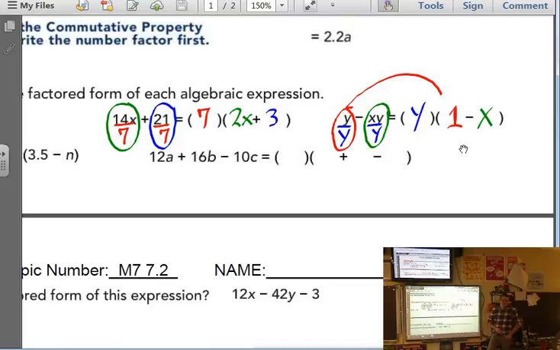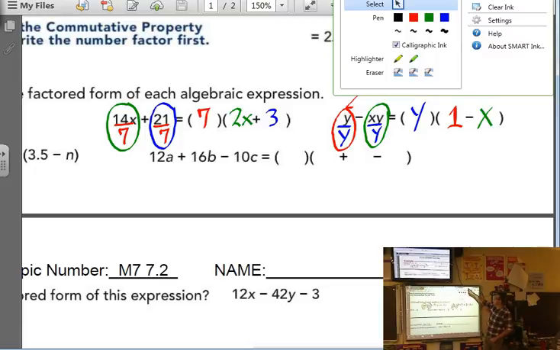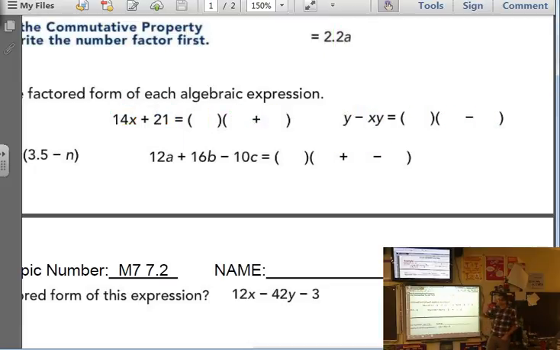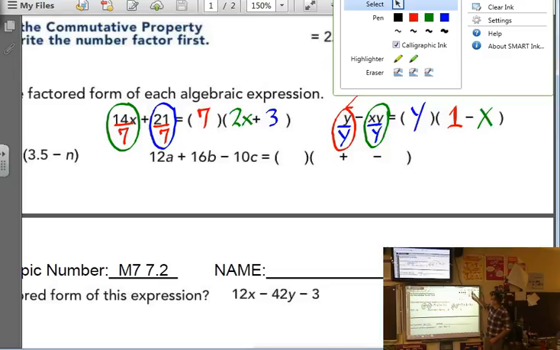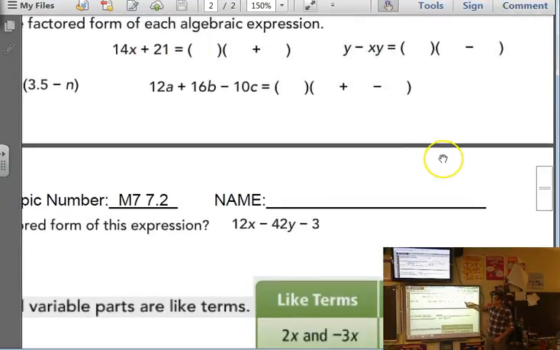The last one I kind of gave away because I thought we had made it that far. So when I look at 12a, 16b, and 10c, they all have variables in them. Great. But they're all different. Crap. So, you can't divide by a variable because they're all different. Izzy, what could we divide by? Sure, yeah.